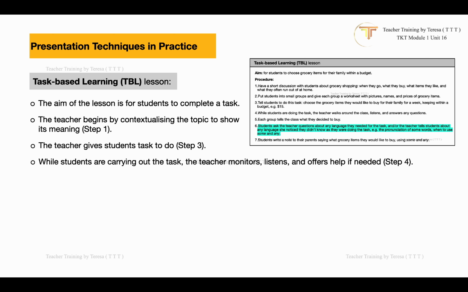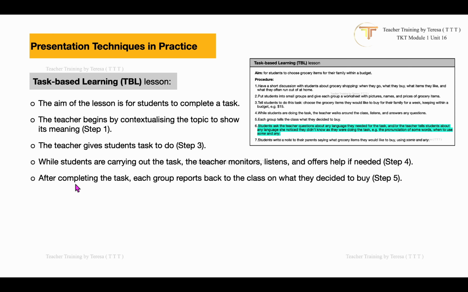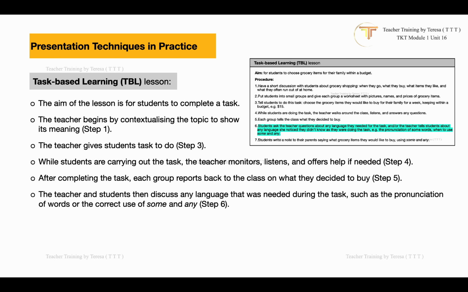Step 4. After completing the task, each group reports back to the class on what they decided to buy. Step 5. The teacher and students then discuss any language that was needed during the task, such as the pronunciation of words or the correct use of some and any. Step 6.